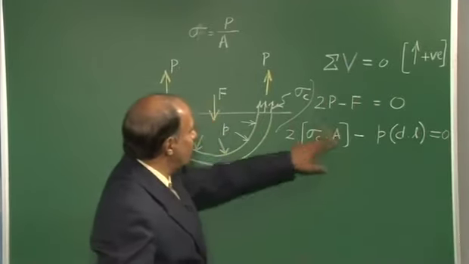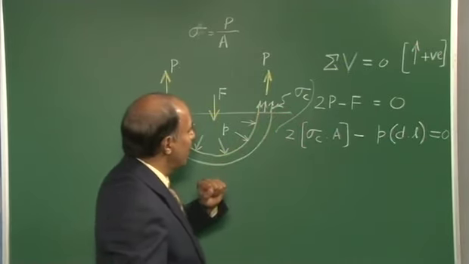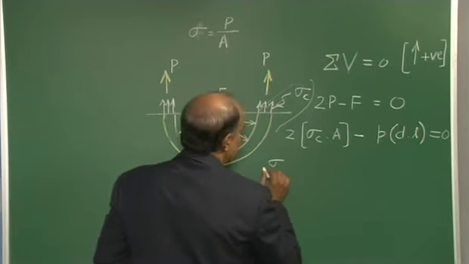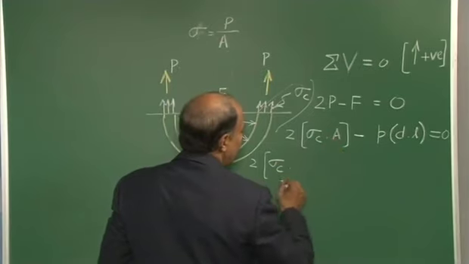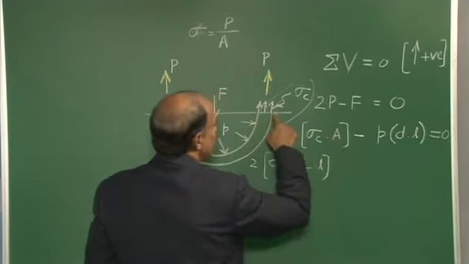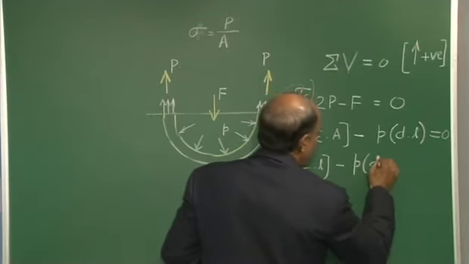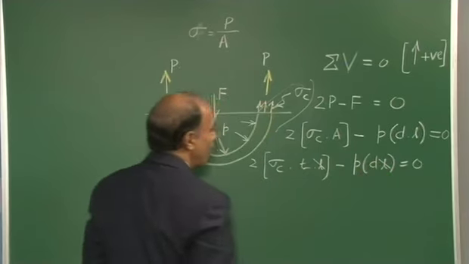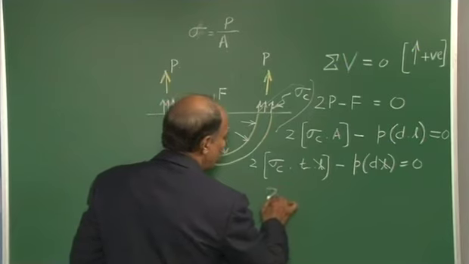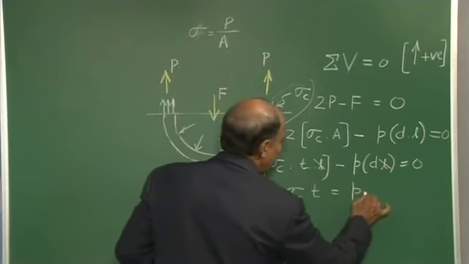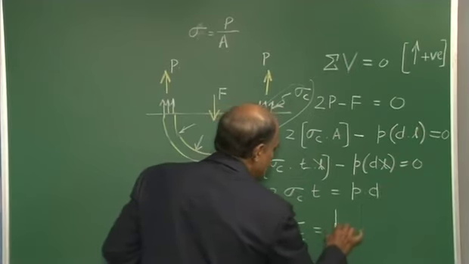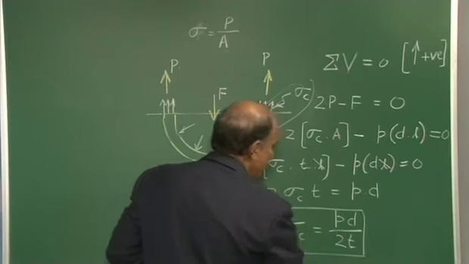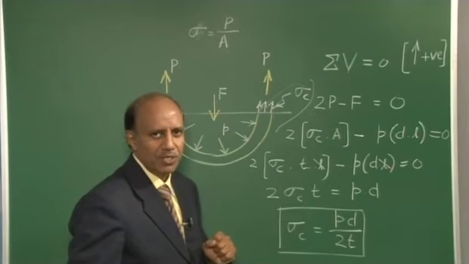Now, the next important thing is the area here. On what area is this stress acting? Obviously, it is the thickness multiplied by some length L. So, that is 2 times sigma c into this area, which is T into L, thickness multiplied by length, minus P into d L equal to 0. So, here the length will go off. We can push the 2T to the other side, so 2 times sigma c times T equal to P into d. Or we have the most important expression that we are talking about, sigma c equal to P into d by 2 times t.